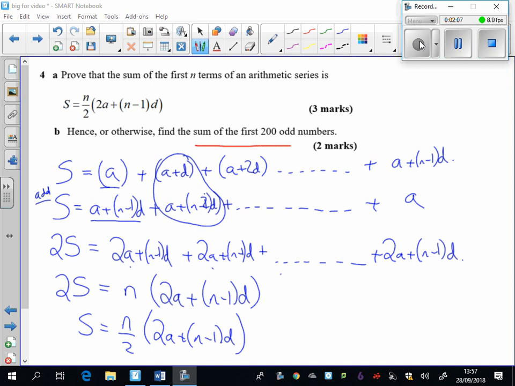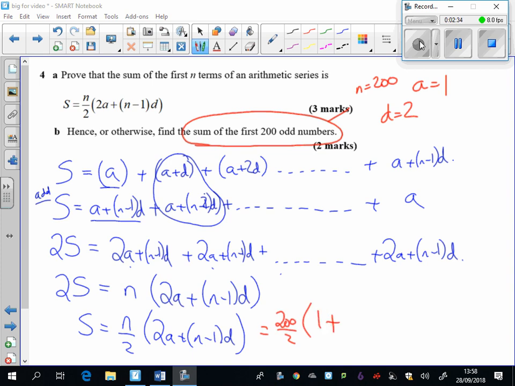The sum of the first 200 odd numbers. So for the sum of the first 200 odd numbers, you know that n is going to be 200. What's the first odd number? Well, it's 1. And what do they go up in? Odd numbers go up in 2 each time, don't they? And so let's put those values into here. I've got 200 divided by 2. We know that's 100, don't we? 2 a's plus 199, that's n take away 1, times by 2. Altogether, that gives us 40,000.